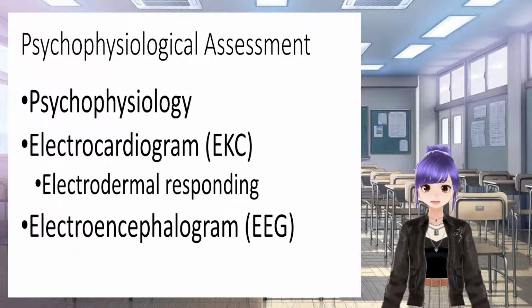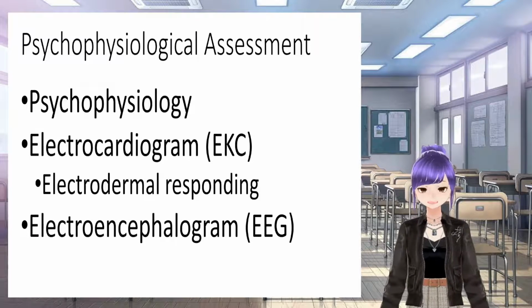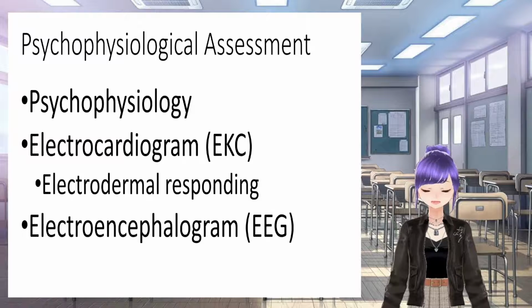The last type of assessment is the psychophysiological assessment. Psychophysiology is concerned with the bodily changes that are associated with psychological events. This measures heart rate, muscle tension, blood flow, and electrical activity in the brain, but it's not sensitive enough to be used for diagnosis of mental disorders. It assesses the activity of the ANS to understand emotion.